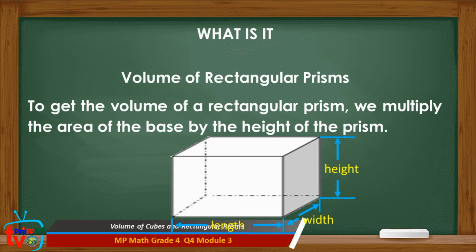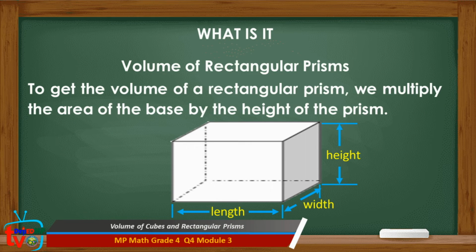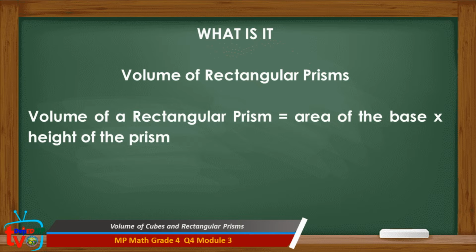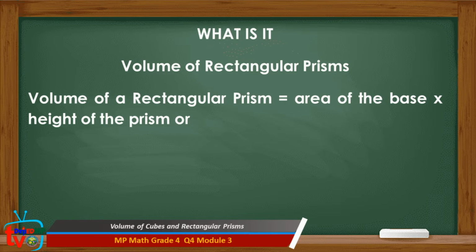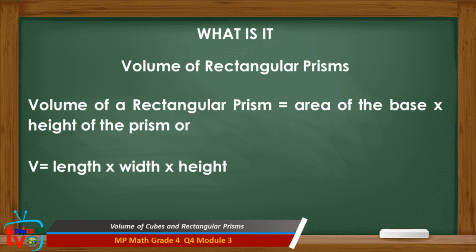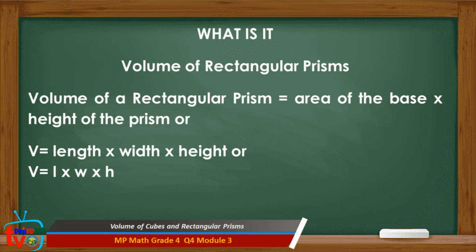Volume of rectangular prisms. To get the volume of a rectangular prism, we multiply the area of the base by the height of the prism. Volume of a rectangular prism is equal to the area of the base times height of the prism, or volume is equal to length times width times height, or volume is equal to L times W times H.